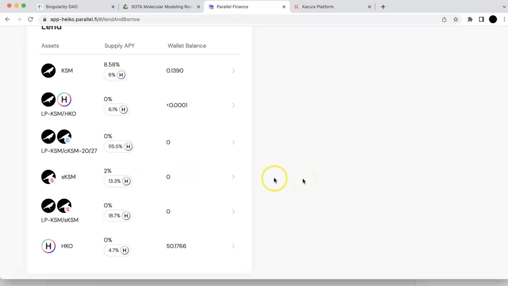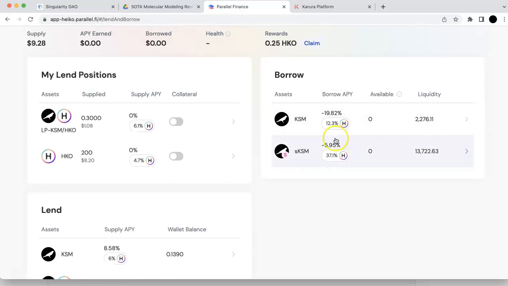So if you lend it, right? So if you borrow the SKSM, you are going to pay 5.95. So this is negative. So you have to pay this interest, but you are going to earn 37.1% of the HICO. So overall, if you borrow, actually you are going to earn some rewards. So that's the cool part. That's why this leveraged staking will work.